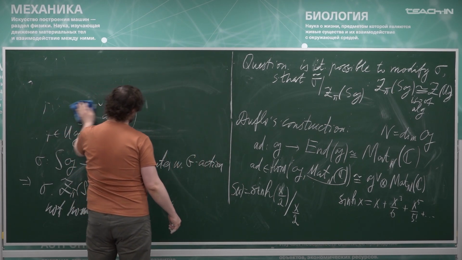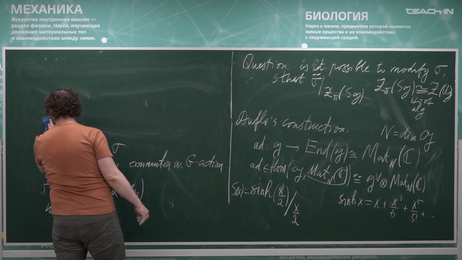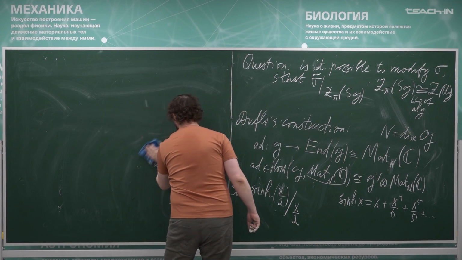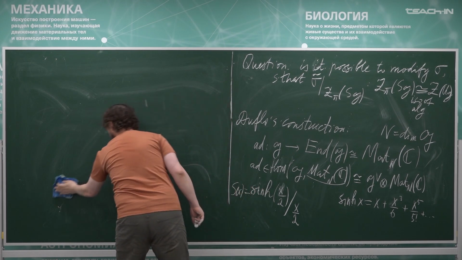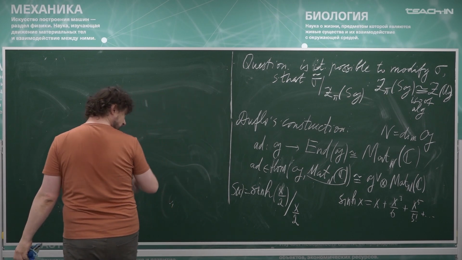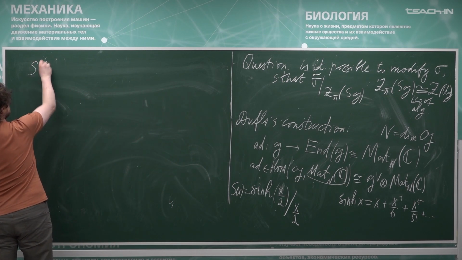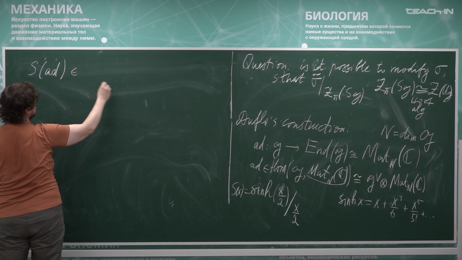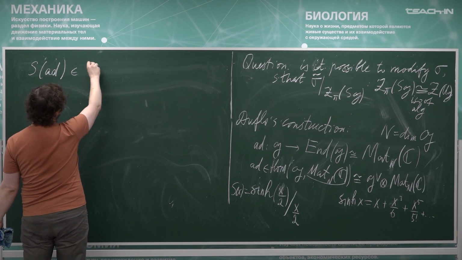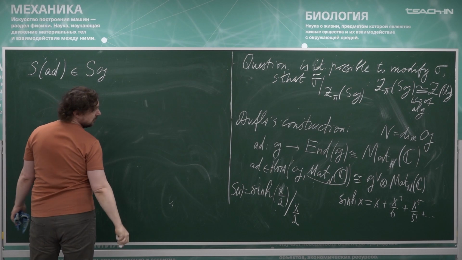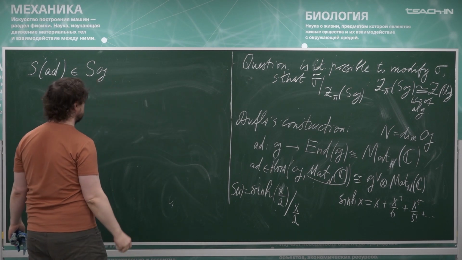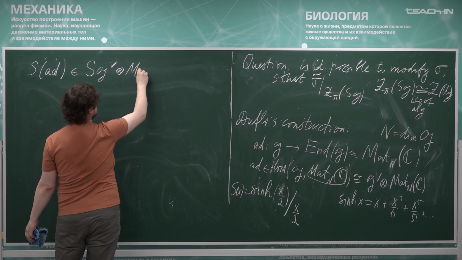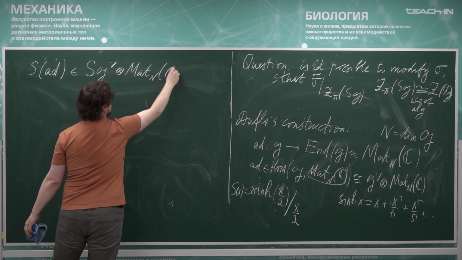Then, if you're familiar with formal power series, you know that you can do lots of tricks with them. So the first trick we're going to do is to consider S of ad as a matrix valued formal power series on G hat with coefficients in matrices.